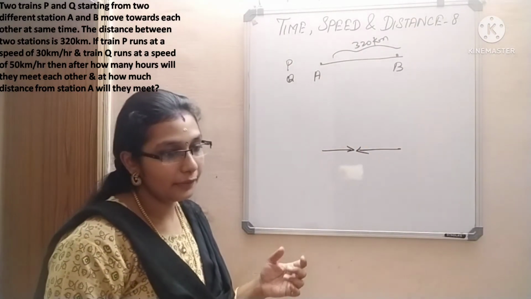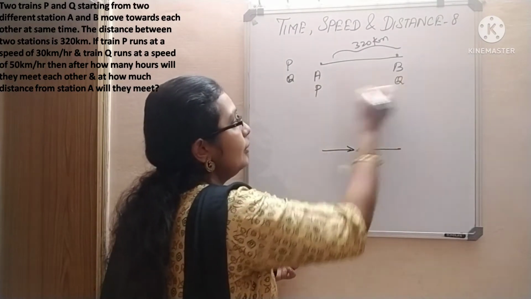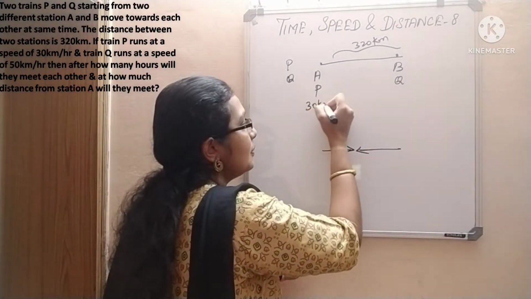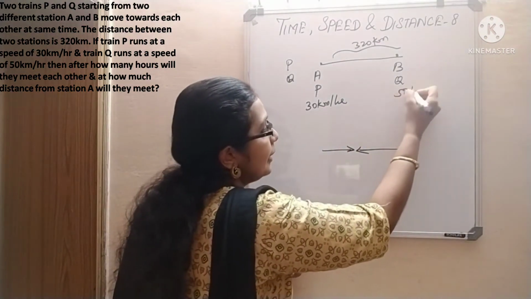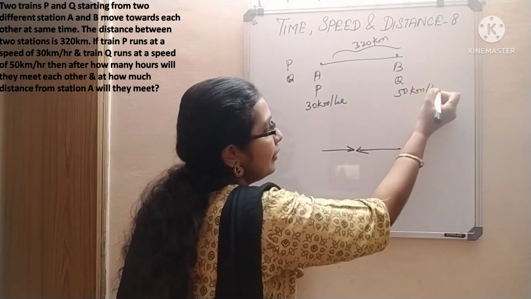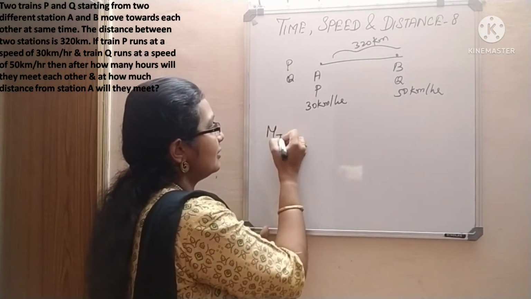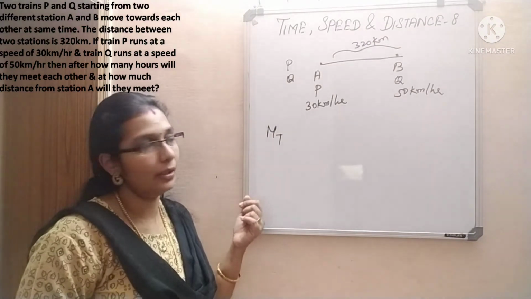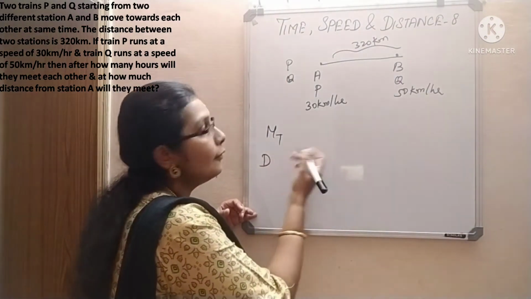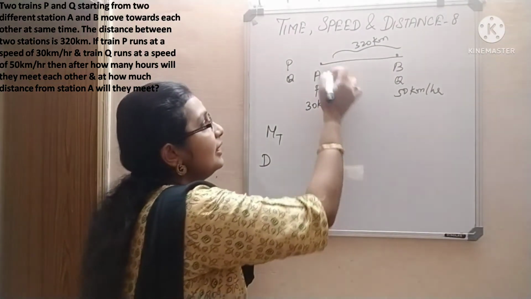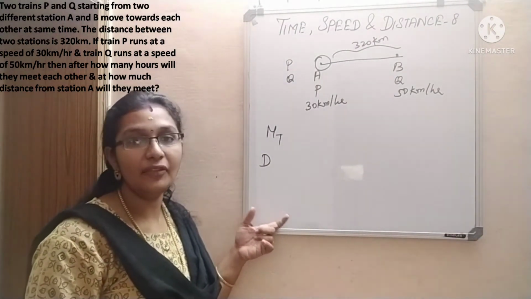If train P runs at a speed of 30 km per hour and Q at 50 km per hour, we will have to find the meeting time. So let us consider the meeting time as T. Meeting time, and what else will we have to find? The distance from station A. At how much distance from station A will they meet?